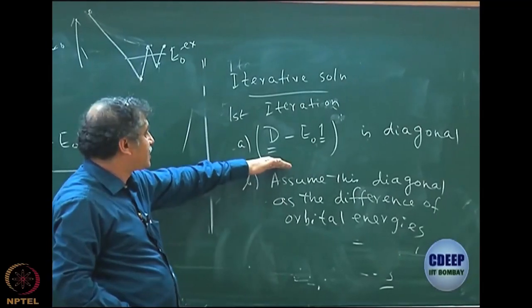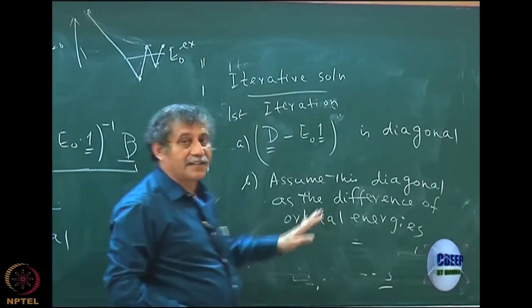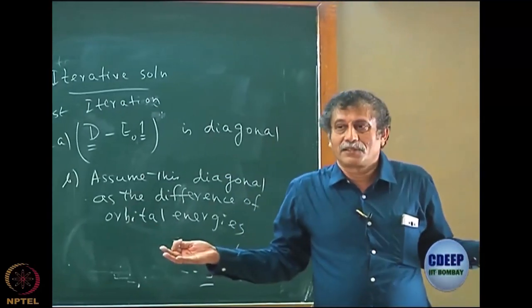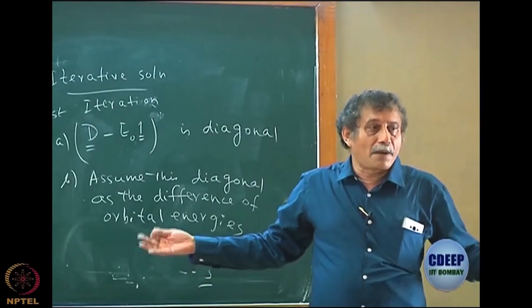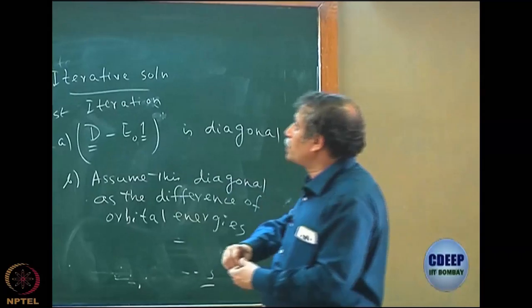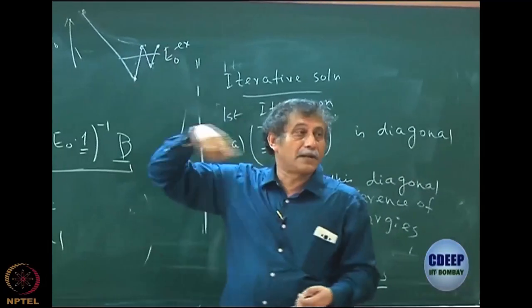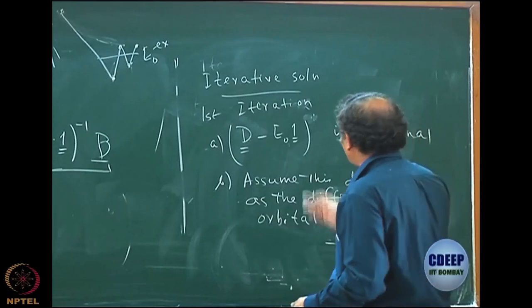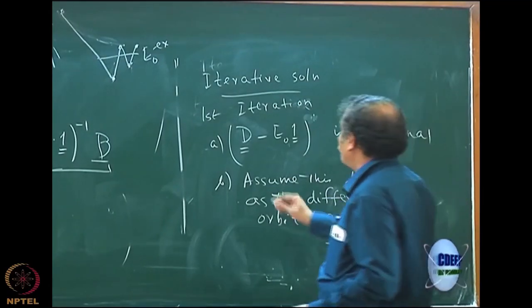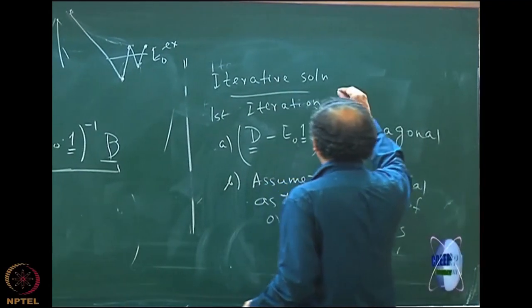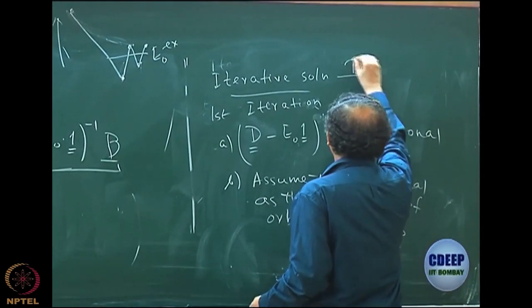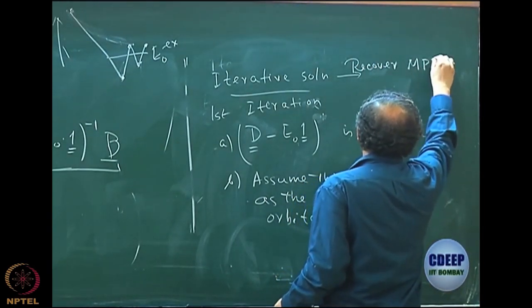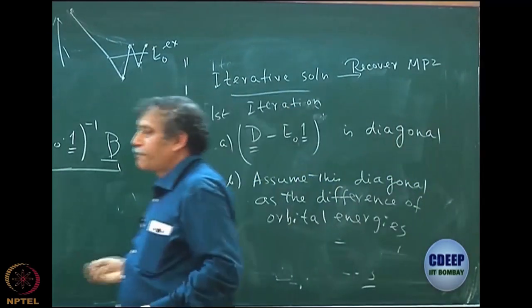Second, I am making two approximations. The D minus E naught is diagonal. I am also assuming the diagonal as the difference of the orbital energies. So, obviously, it is no longer CI. So, there is no upper bound in any case. Upper bound is, as I explained to you, only when you have completely converged the DCI solution, right? So, this will actually give you an MP2. So, if you have an iterative solution, then you can recover the MP2 energy with the following approximations.